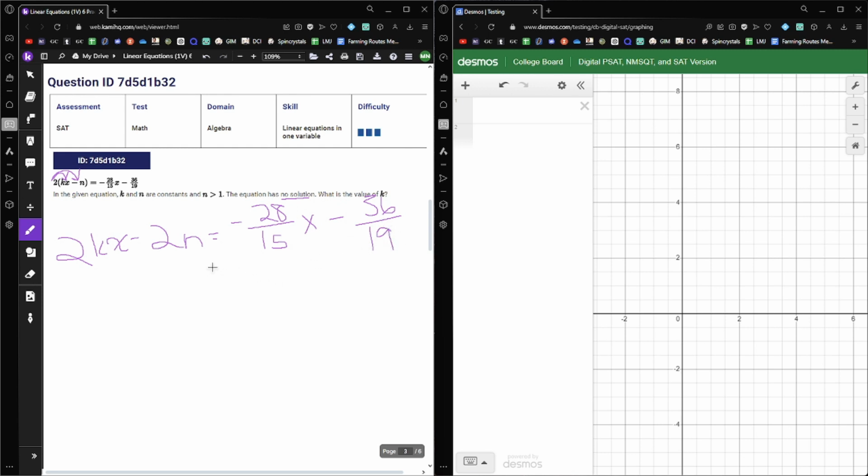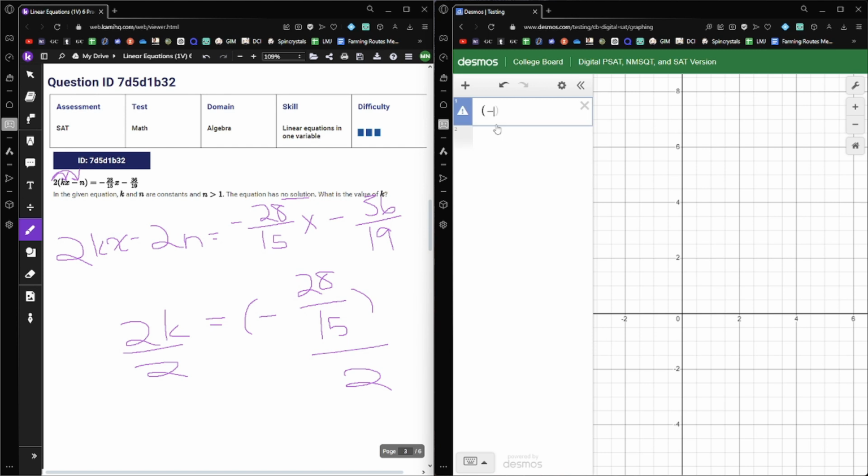Alright, anyways, our slopes are going to be the numbers before the x. So here it's 2k equal to negative 28 over 15. Same thing just like last time, we're going to divide everything by 2 to get k by itself. And let's go ahead and put that in decimals. So, negative 28 divided by 15, and then divide that by 2. And we're going to get another nasty decimal, but if we click this left fraction again, it will turn it into a fraction for us. So k is equal to negative 14 over 15.